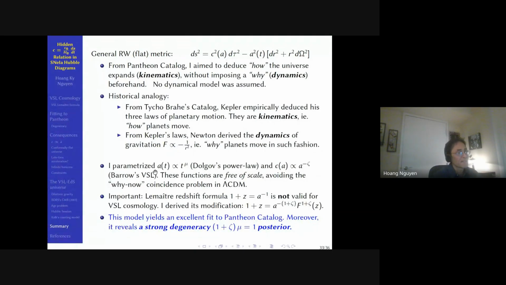I parameterize a(t) as a power law and c(a) as a power law. These functions are free of scale, so they avoid the why-now problem. The important point is that Lemaitre's redshift formula is no longer valid for VSL cosmology, and we derive a modified version for it. This model gives an excellent fit for the Pantheon catalog, and moreover, it exhibits a strong degeneracy in the posterior, 1 plus zeta mu equal to 1.